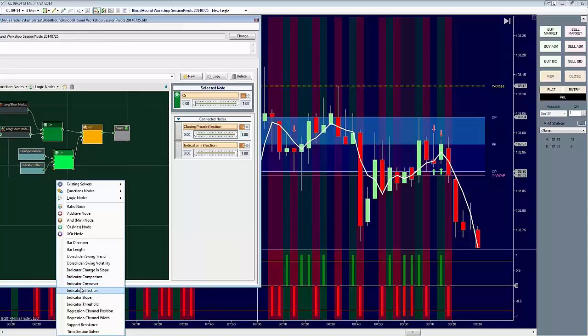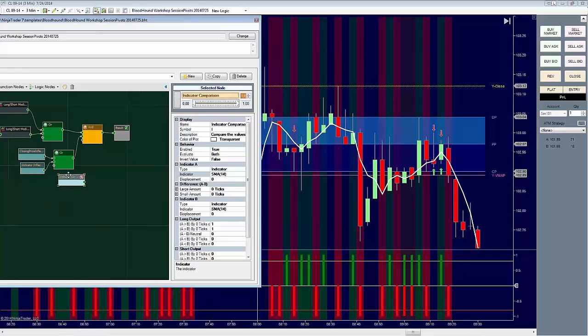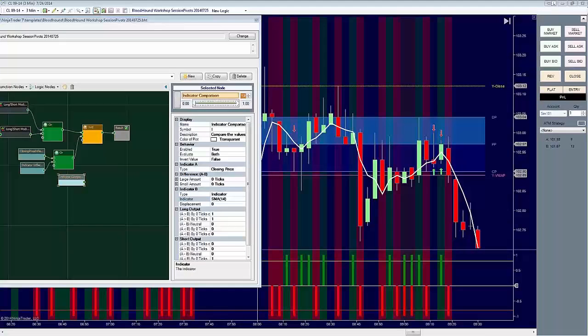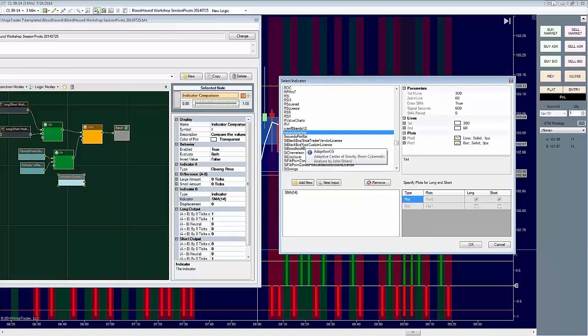So we're going to look at, again, the comparison solver. And indicator A will be the closing price. And indicator B will be the high and the low of the bar. So again, we need the chameleon, SI chameleon.